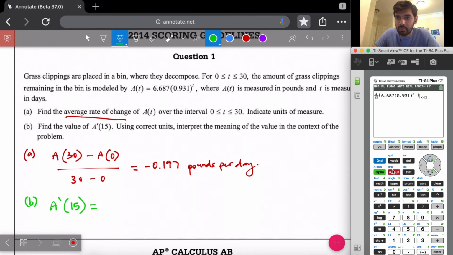There we go, x. And this won't give us the general derivative, it gives us the value of the slope at a coordinate. So the calculator won't give you the general derivative, it has to be with the value plugged into it. So we're going to plug in a 15 here, and we should get our answer right here.